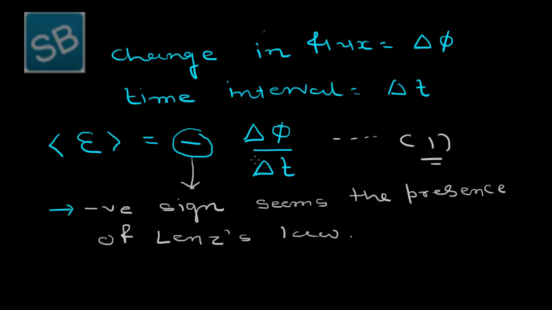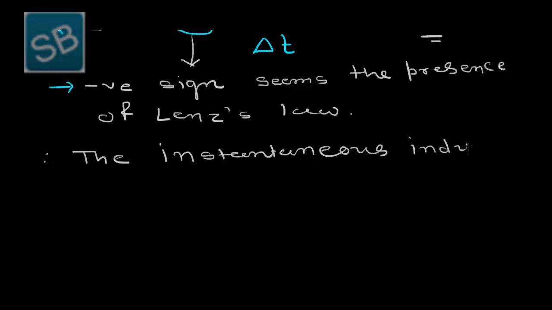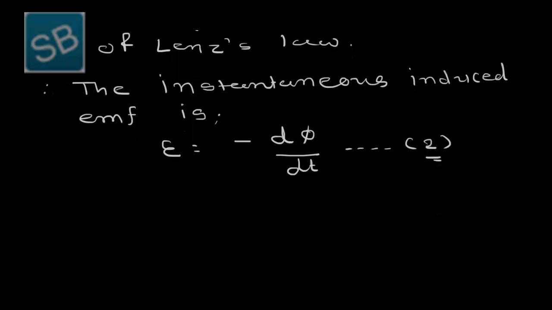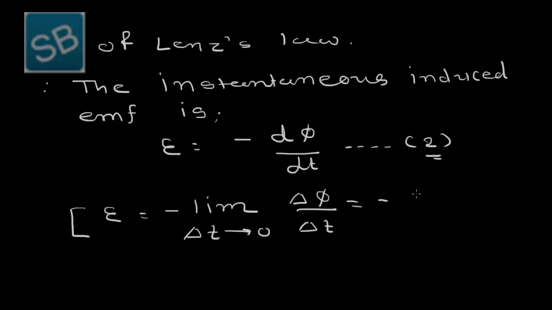suppose I want to find out the induced EMF for a small time interval, for which I consider an instantaneous property. Therefore, the instantaneous induced EMF, epsilon, is equal to minus d phi by dt. So this is equation number 2, because this equation comes from what? I am giving you a reason. This bracket will be cancelled because I am putting here the limit sign, for which the time interval tends to 0, and the remaining things are as they are.